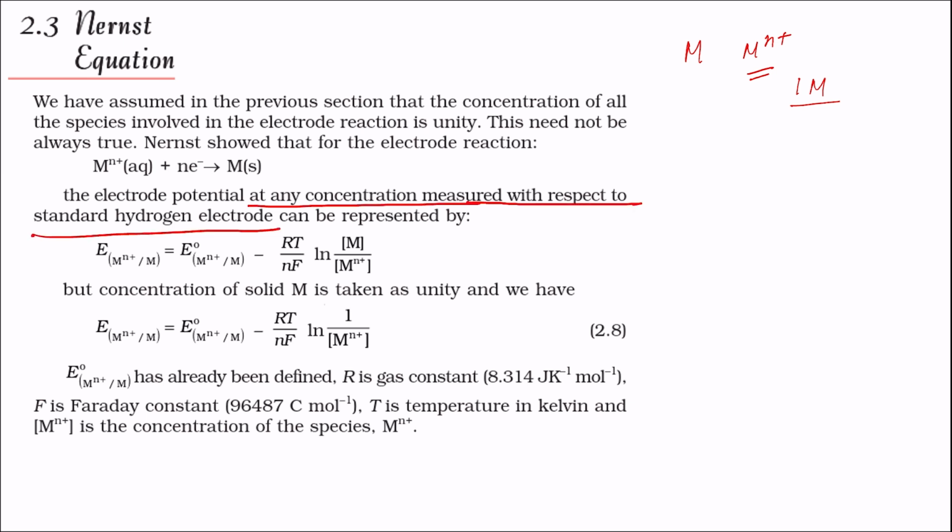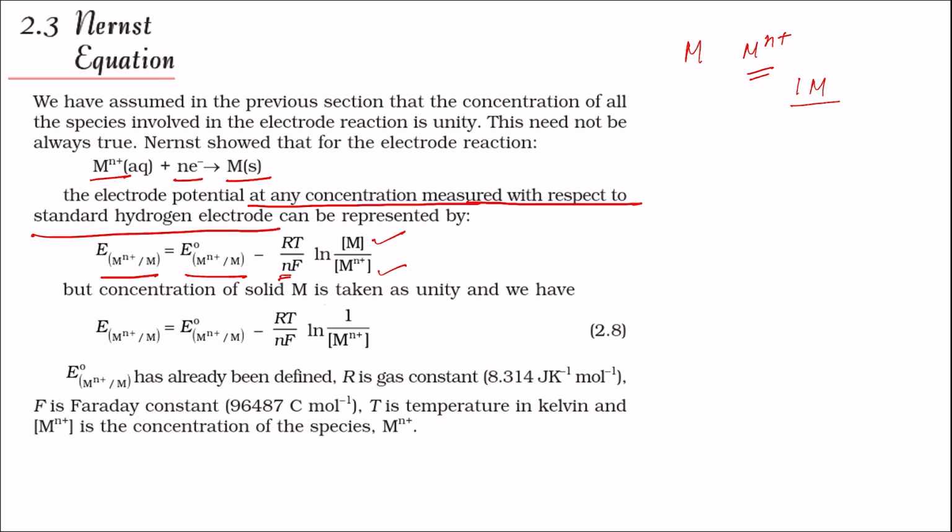Consider the electrode reaction: metal ion having n units of positive charge plus n number of electrons forming solid metal. Now here the metal ion concentration is not 1 M. So the electrode potential at any concentration, measured with respect to the standard hydrogen electrode, or the reduction potential, will be equal to the standard reduction potential minus RT by nF. Here n denotes the number of electrons, natural log of concentration of the product divided by concentration of reactant.